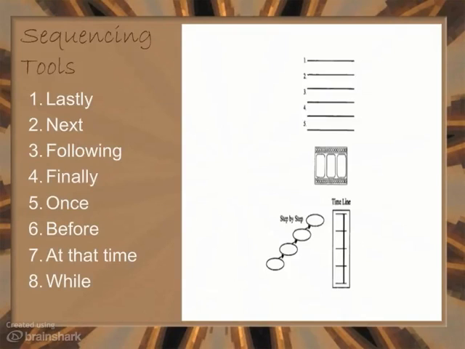So if you notice some of the transition words, I gave you 8 more examples: finally, once, before, at that time. All of these have to deal with time. If you look to the right of these words, here are some graphic organizers that you might use. For example, you might have a bulleted or numbered list. You might have some type of sequence map. You could have step-by-step directions, or even a timeline.